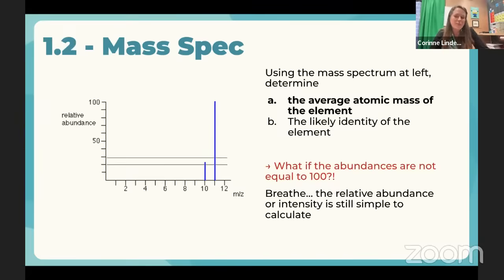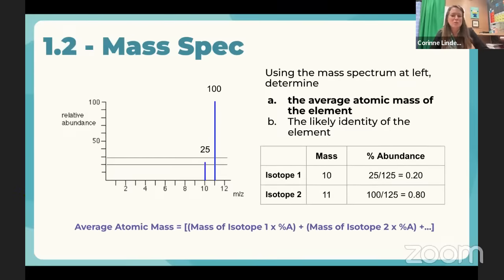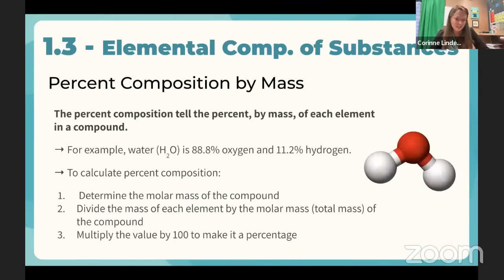With this one, if you're looking at this and you see that your relative abundances are above 100, just breathe. Your goal is to see the percentages of each of these isotopes, and then use that to do a normal calculation as you normally would for the average atomic mass. Let's say I had these two isotopes. I have 100 for my relative abundance or my intensity for the isotope with a mass of 11 out of 125 total. Just find the mass, multiply that by the percent abundance, and add those together as you normally would. So we'd say that this has an average atomic mass of 10.8, and it's most likely to be identified as boron.